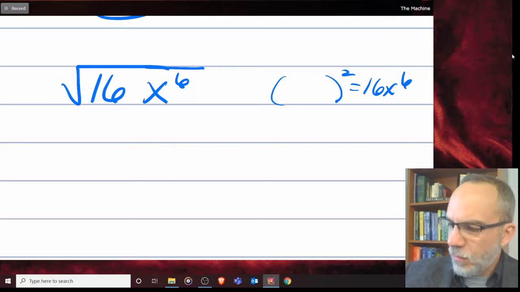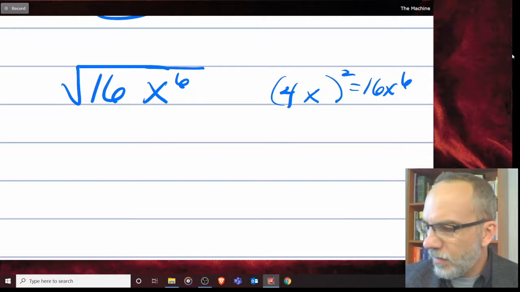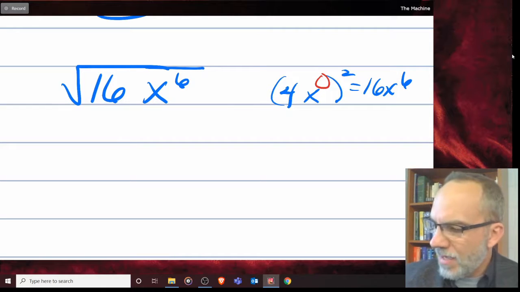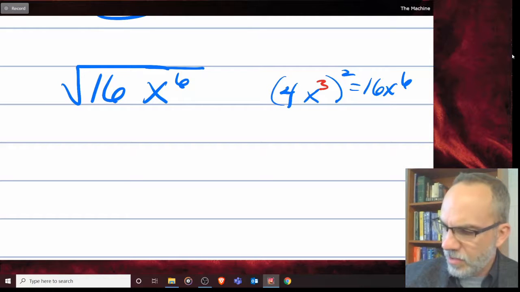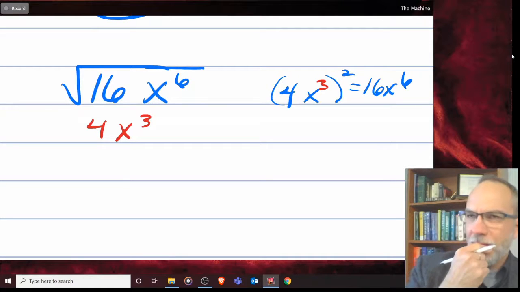Hopefully easily you can do the number, right? The square root of 16, that would be 4. But what about the variable? It's going to be x to the something. What something goes here that when I square it gives me 6? Now you may have kind of an instinct for it, and that would make it 3. So the answer here is going to be 4x cubed. But how would you do it, like, I don't know, analytically, if you didn't know the pieces?